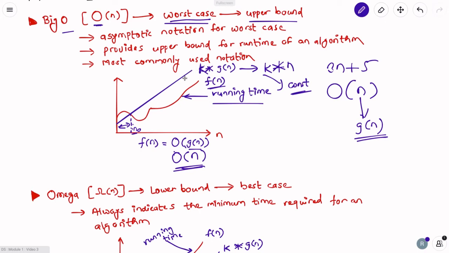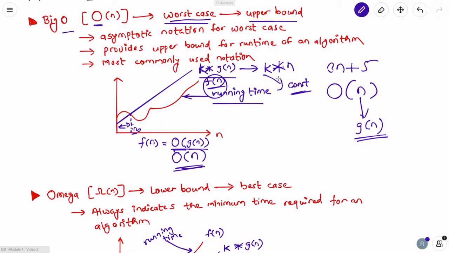So when we say we have running time f of n, where f of n is equal to big O of g of n, we are now representing running time in terms of asymptotic notations. We are not actually calculating the running time, we are writing it in terms of asymptotic notations. So when we say that f of n is equal to big O of g of n, that means this program is not going to exceed this time, that is k into g of n, where k is a constant.